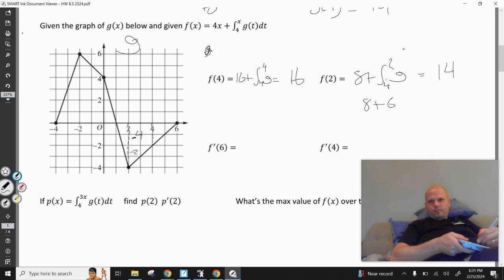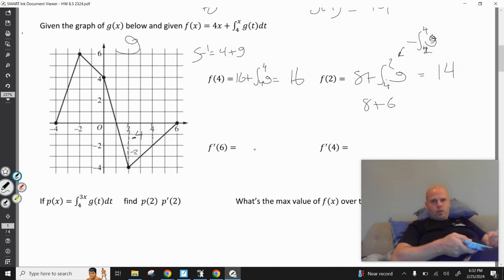Opposite, subtract 2 to 4 of G. 2 to 4 is -6. The derivative is not this graph. The derivative is 4 plus G.